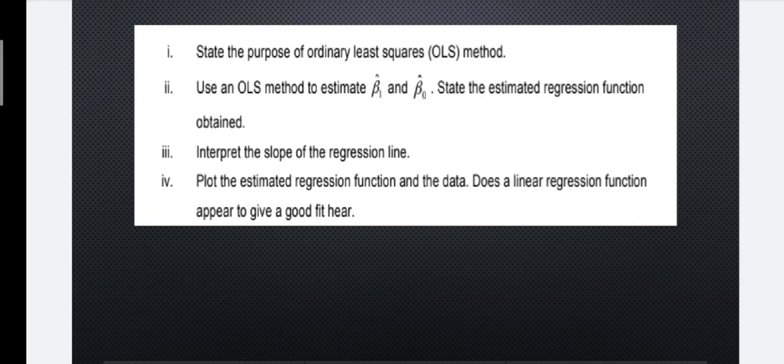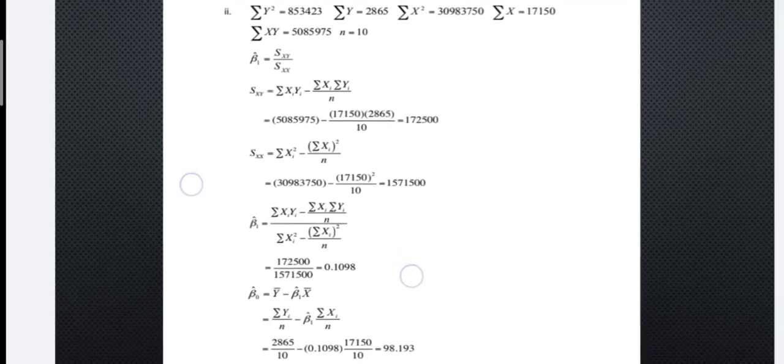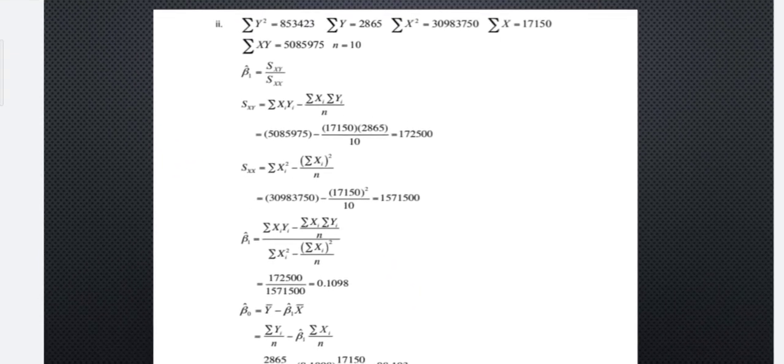Okay, the second question: use the OLS method to estimate beta 1 and beta 0, then state the estimated regression function. So you must have the regression equation at the end. Using the formulas for beta 0 and beta 1, you can calculate. Try to get the summation of y square, summation of y, summation of x square, summation of x, and summation of xy, also n. You need to have all these values first to apply the formulas of beta 1 and beta 0.